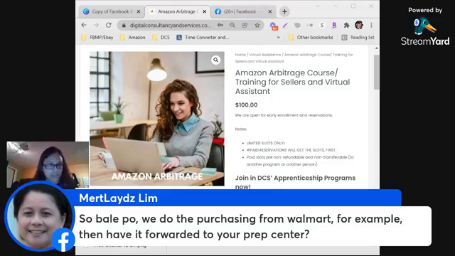So we do the purchasing from Walmart, for example, then have it forwarded to your prep center. Yes. So you will buy products from your supplier like Walmart, Target, different suppliers, and then you will ship it to my address. And then I will wait until it is completed, or until there are enough units that I can put in a box, and then I will ship that to Amazon.